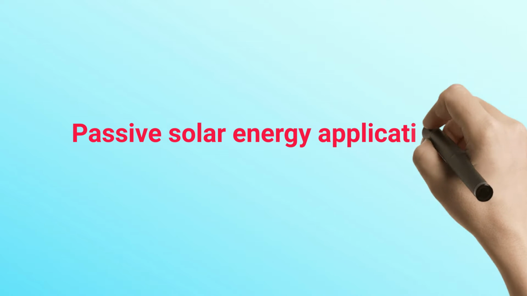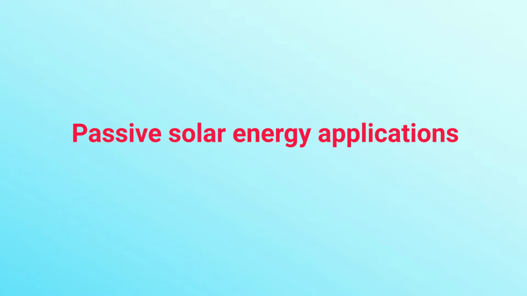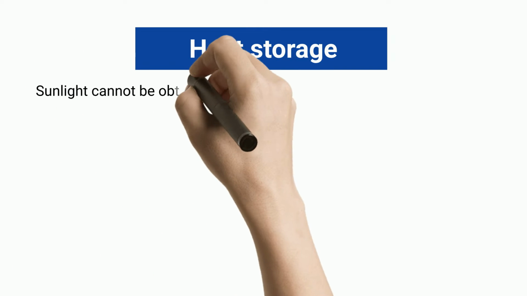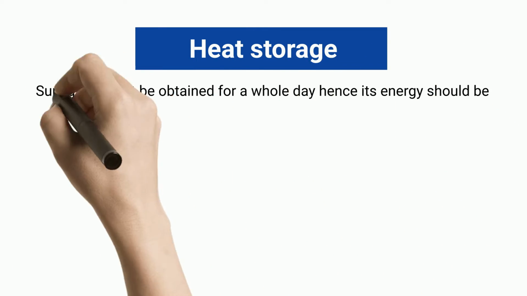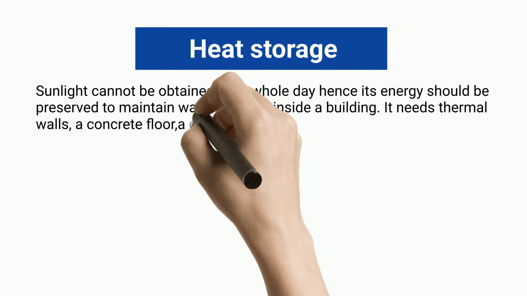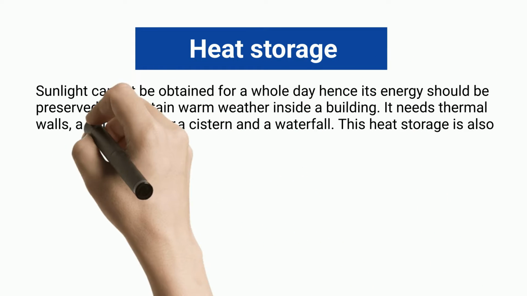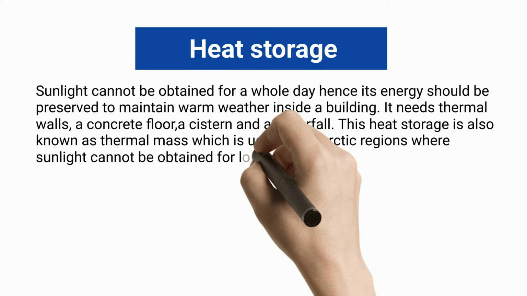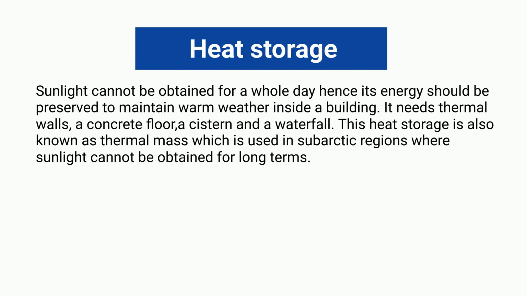Passive solar energy applications. Heat storage. Sunlight cannot be obtained for a whole day, hence its energy should be preserved to maintain warm weather inside a building. It needs thermal walls, a concrete floor, a cistern, and a waterfall. This heat storage is also known as thermal mass, which is used in subarctic regions where sunlight cannot be obtained for long terms.